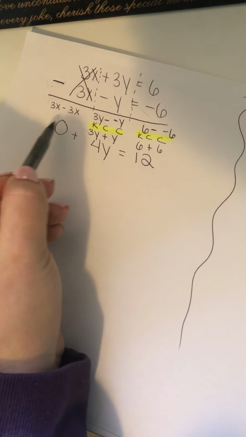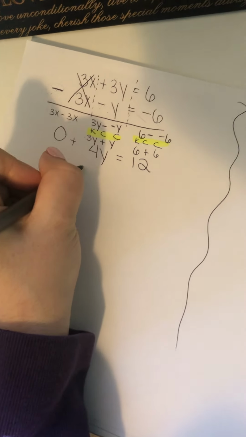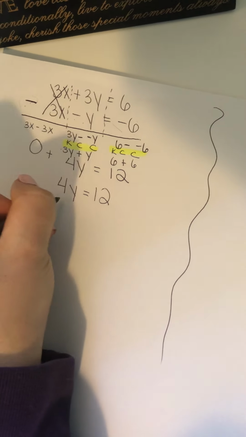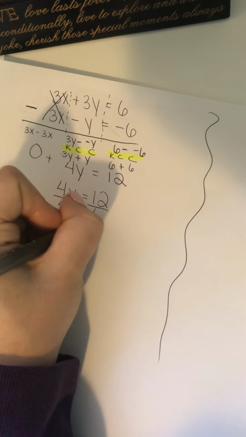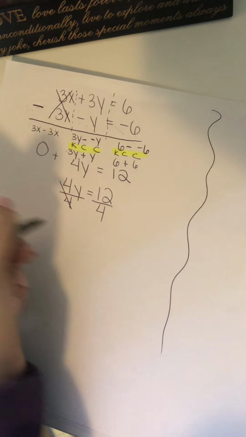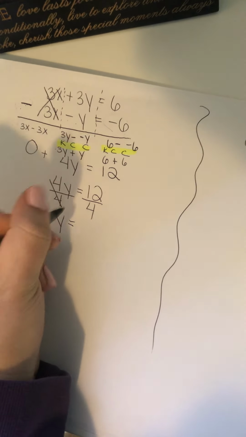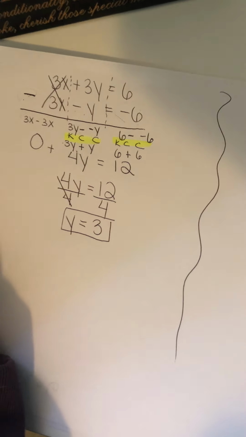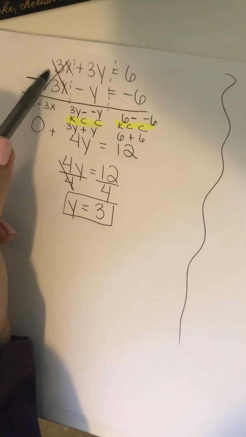So I'm going to now just rewrite this without my eliminated term, my 0. So I'll be left with 4y equals 12. And then to get y by itself, we divide by 4. That'll cancel to 1, or simply y. And 12 divided by 4 gives us 3. Okay, so we have y, and then we pick either equation.